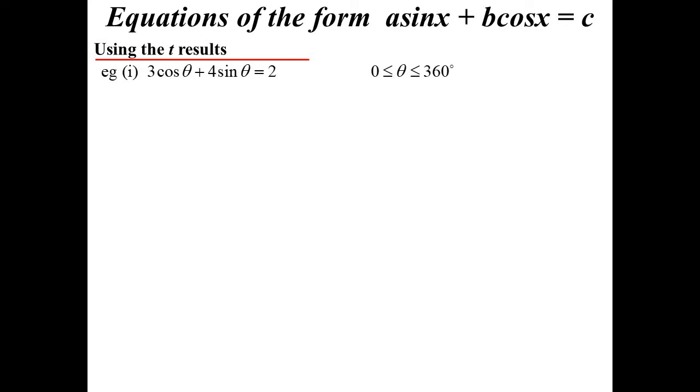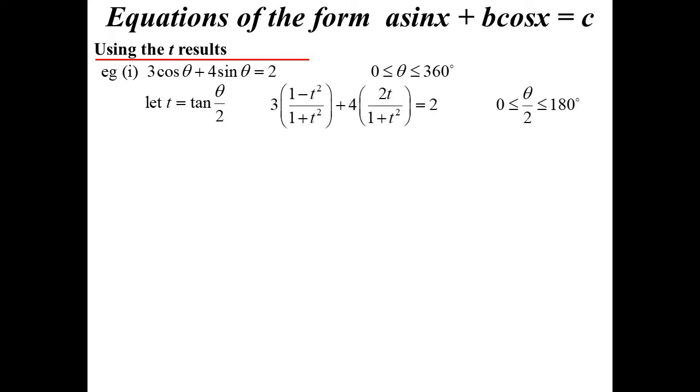So if I'm going to use t results to do this, I'll let t equal tan theta on 2. So now I can substitute in my t results. Now, the reason this works really nicely when you've got cos and sine is that the denominators are the same in both. So you can multiply everything by 1 plus t squared, get rid of the denominators, and create your quadratic. So 3 minus 3t squared plus 8t is 2 plus 2t squared.